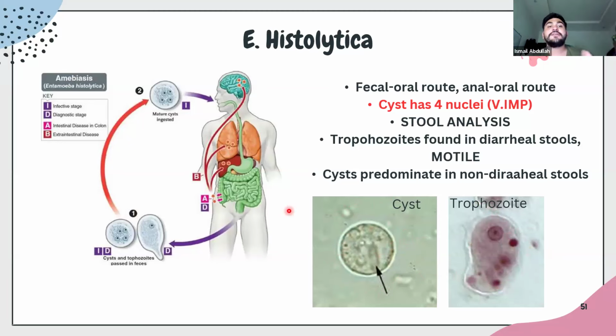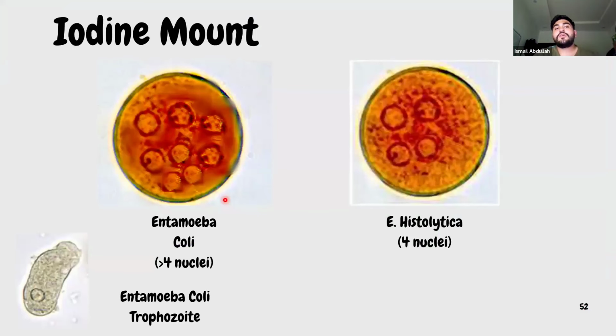It causes extra-intestinal diseases. It can go to the liver and form an abscess there. It could go to the lungs and even cause pneumonia. It could even migrate all the way up to the brain. So it's very important. We use a thing called iodine mount, and this is how it's gonna look.